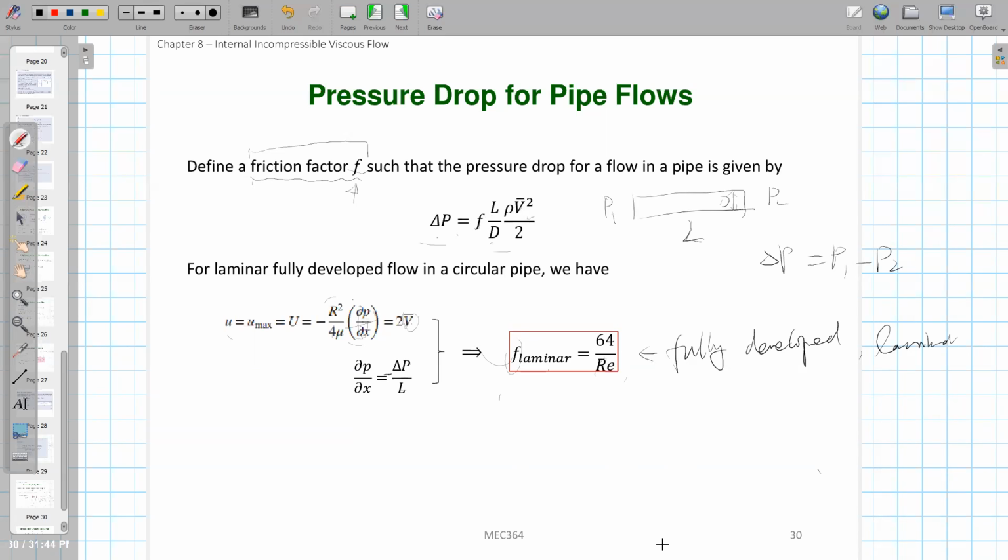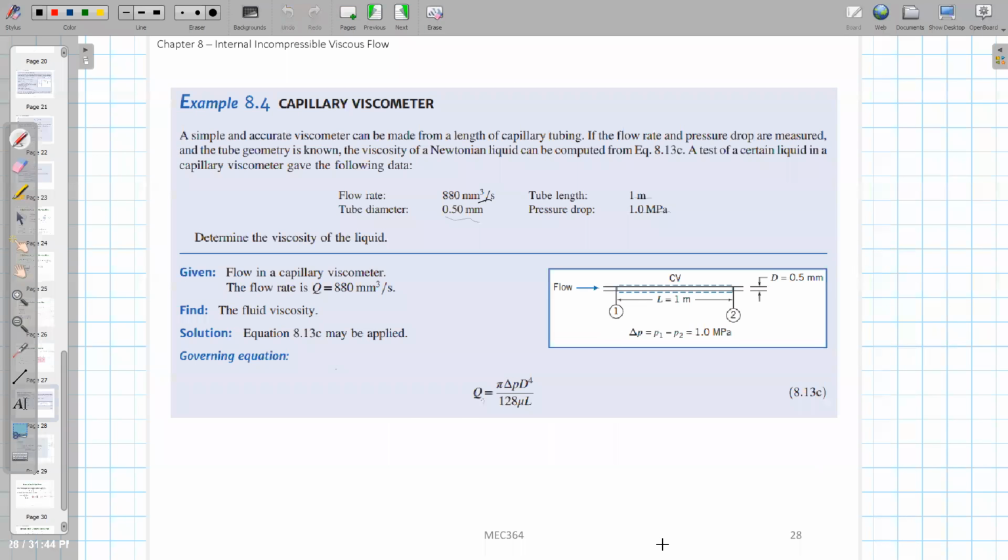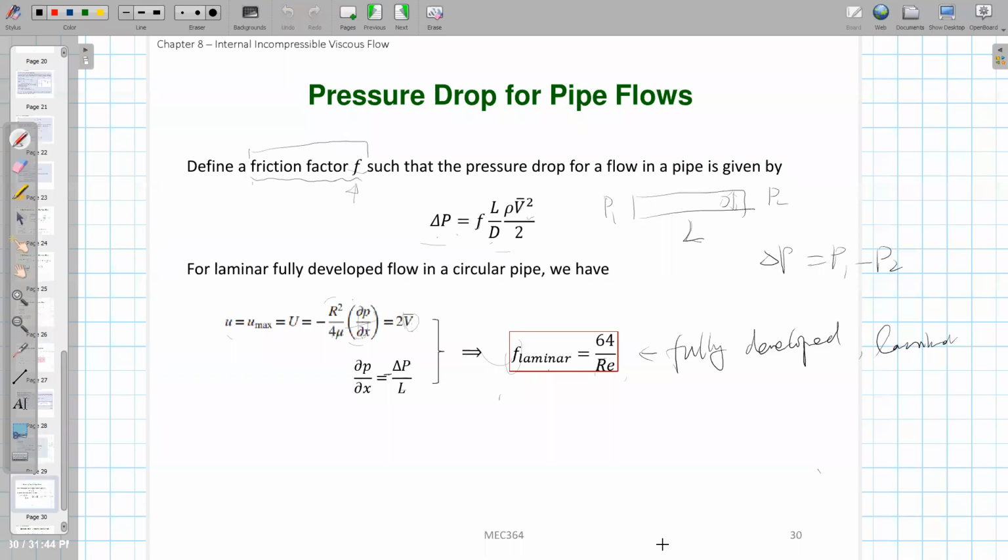Okay, so it's just a different definition. Basically, what I want to say is that instead of using the result we obtained before, you can use this F factor with these correlations to calculate the pressure drop for the flow inside the tube. So this is another new concept I want to introduce.